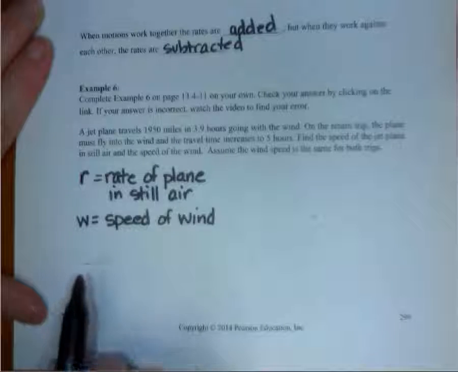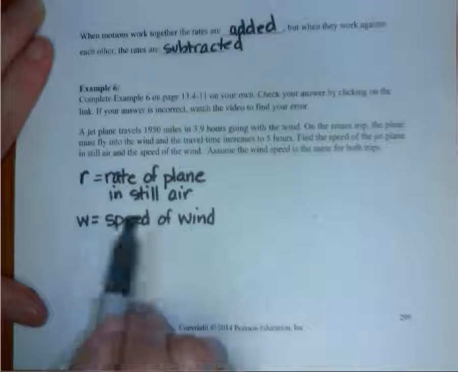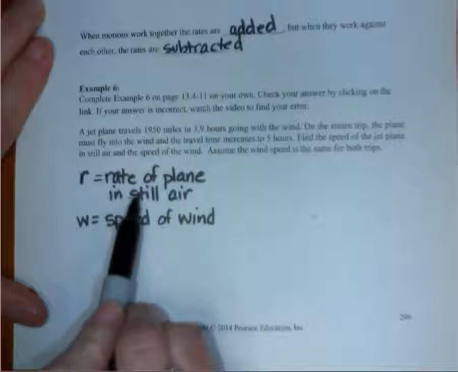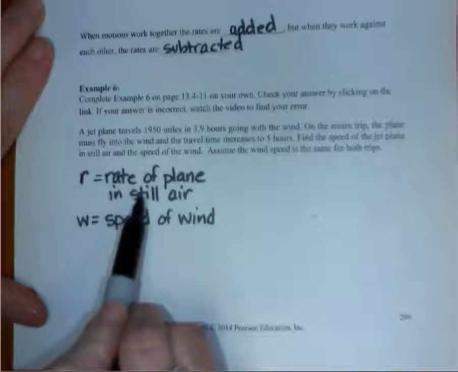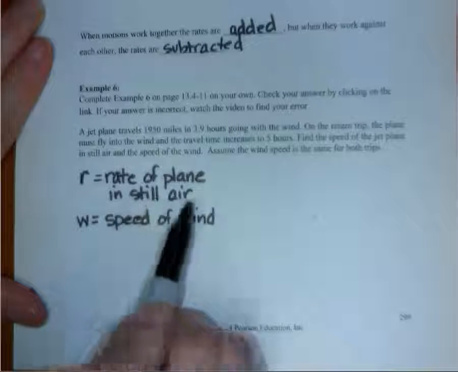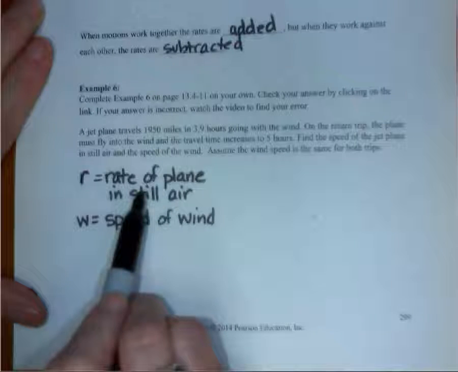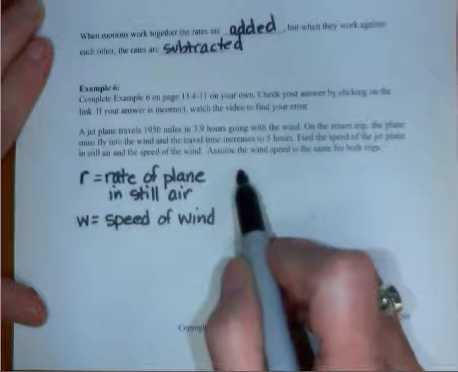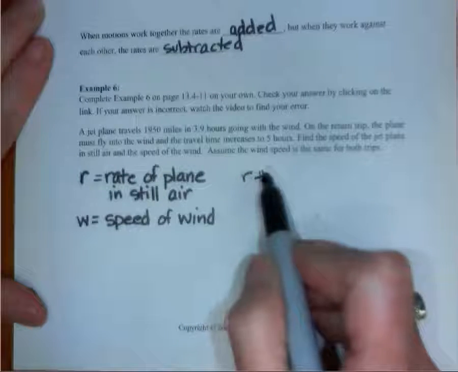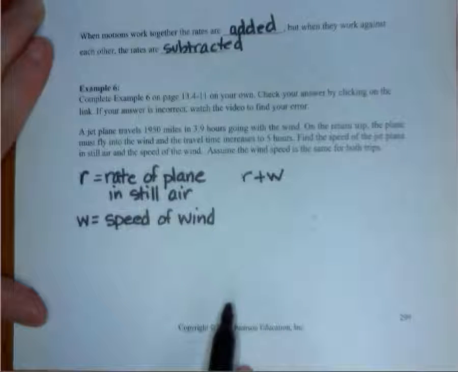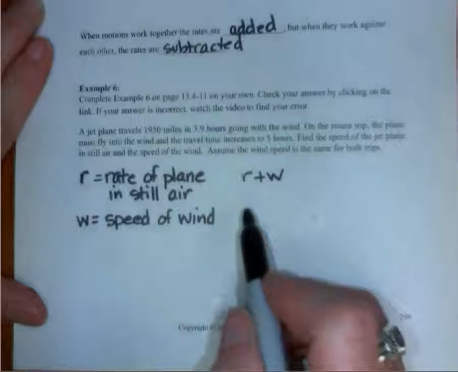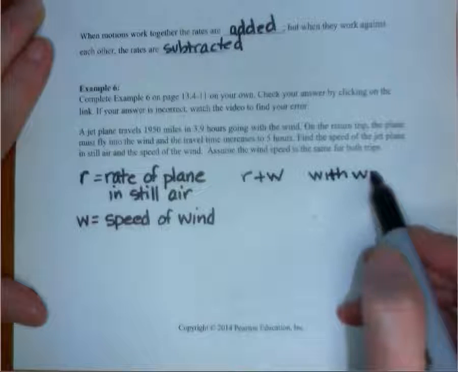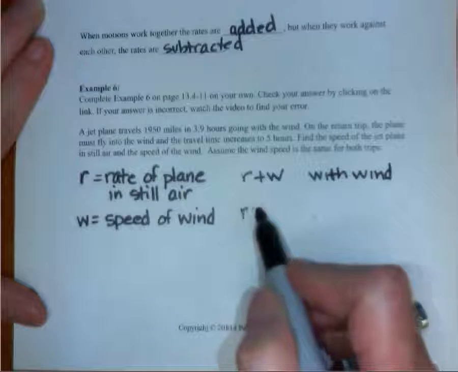So if I were to put the wind with the rate of the airplane, the motions are going to work together. The wind's going to help the plane. So the speed of the plane with the wind would be R plus W, and the speed of the plane against the wind would be R minus W.